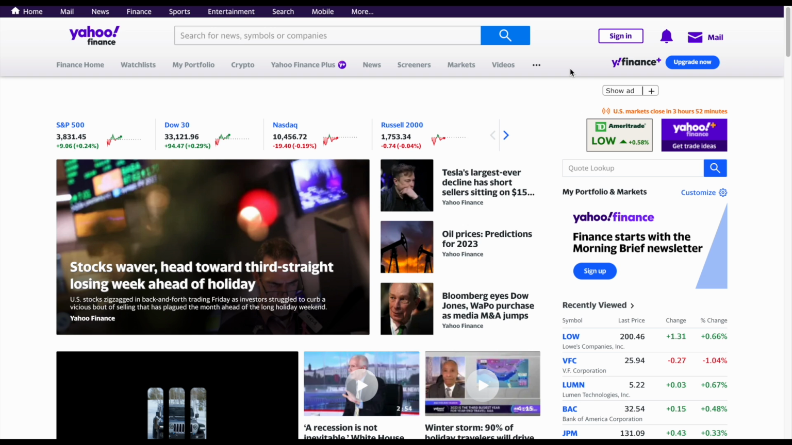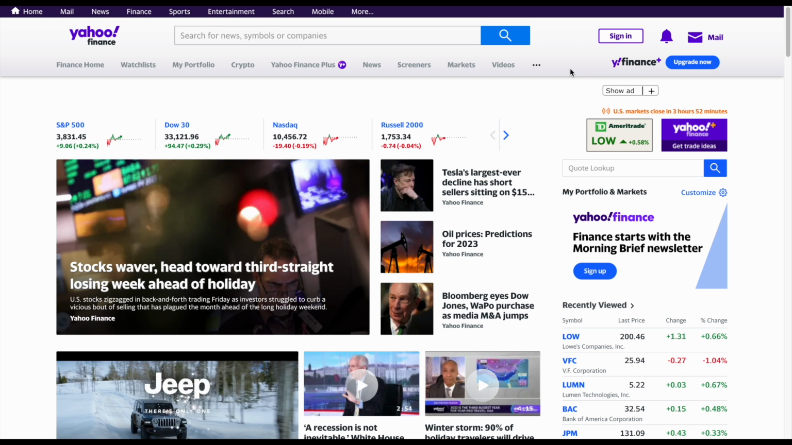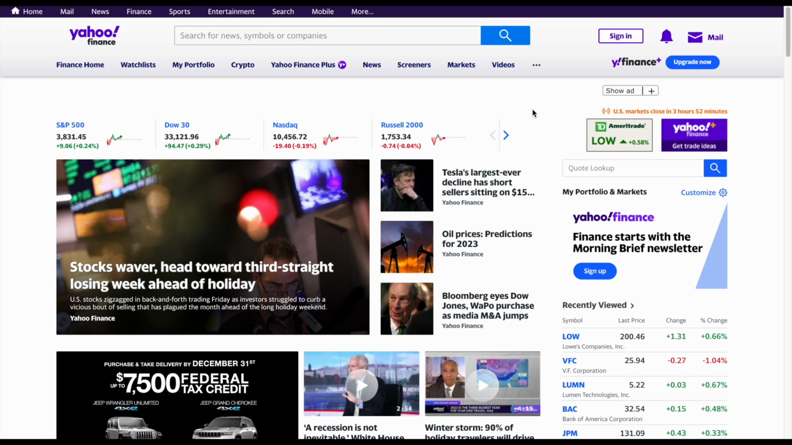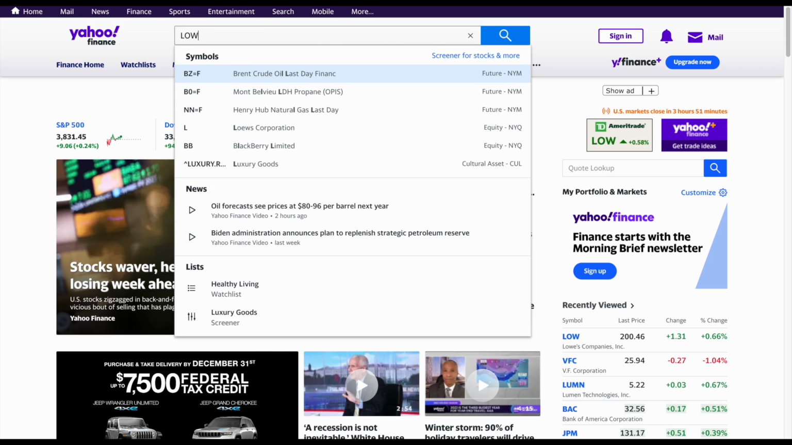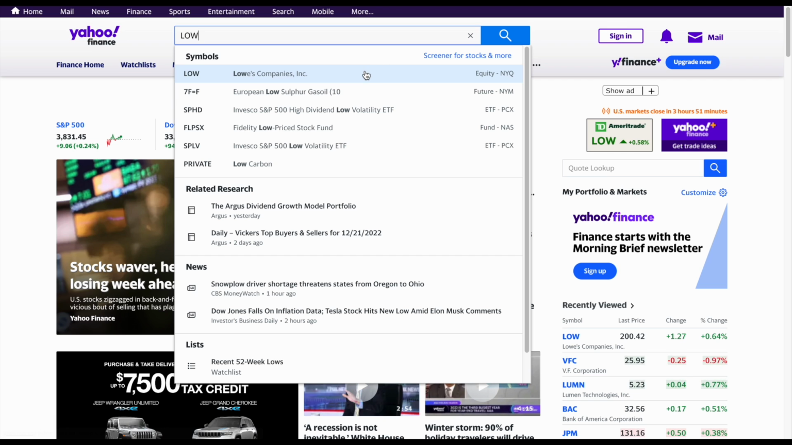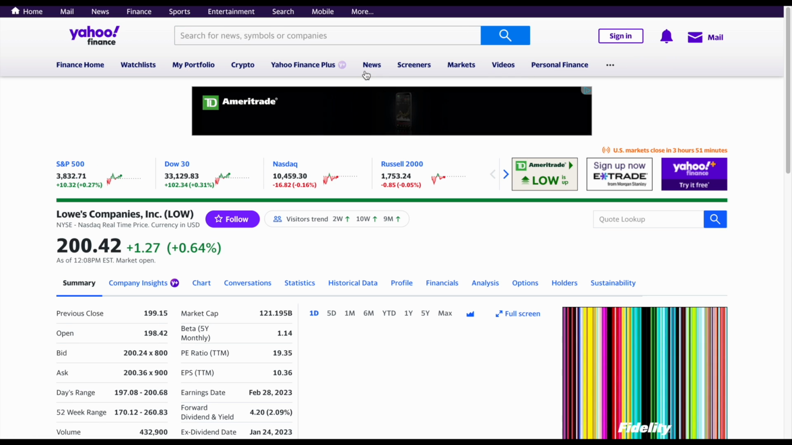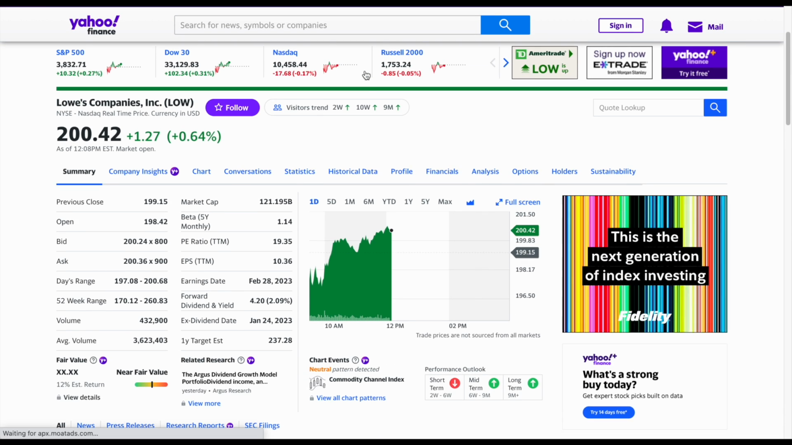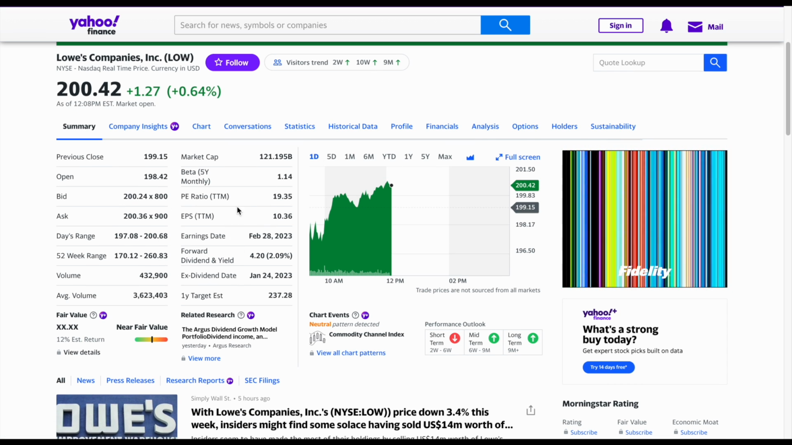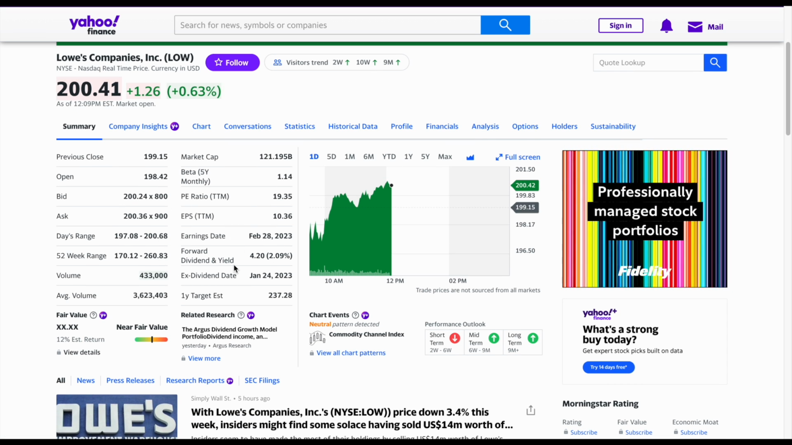The first thing we need to do is to understand how to properly analyze a stock. To do this, we're going to be jumping over to Yahoo Finance, and if we come up here, for example, let's go ahead and say we want to look at Lowe's. We'll plug in the stock ticker and click on this right here, and you can see we have some basic data about Lowe's right here.